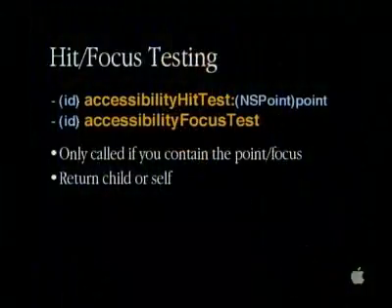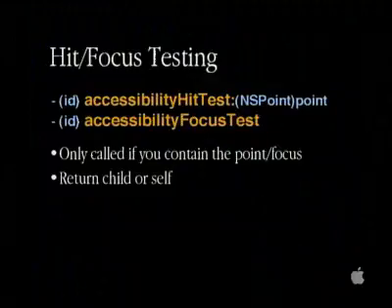So basically, if you have substructure that you want to expose, these methods that I'm going to show you here are what you're going to need to use. So there's one for hit testing and one for focus testing. And when these methods are called, it means it's already been determined that you have the keyboard focus or that the mouse is within your bounds. And that's your chance to decide if some subpart of you has it and return that, or failing that, you can just return yourself.